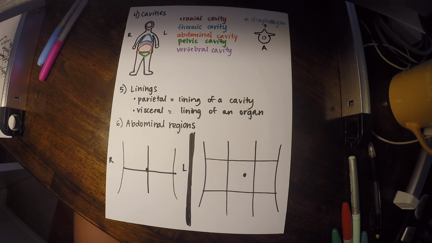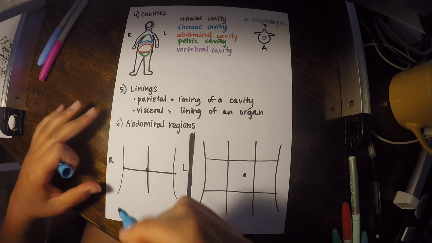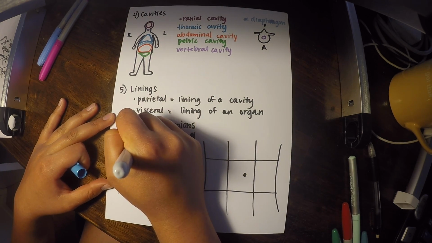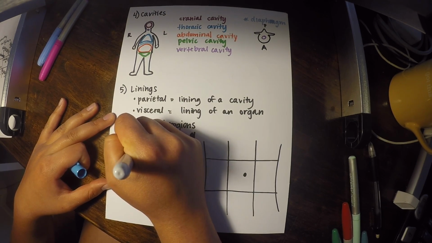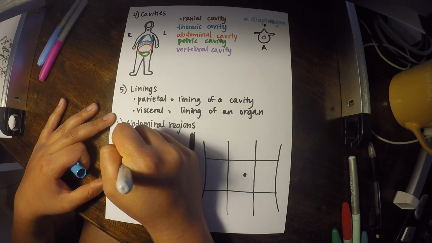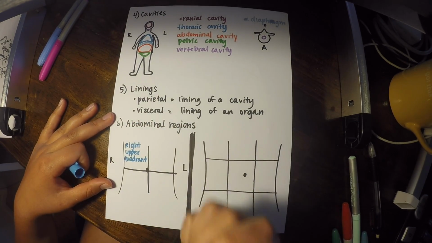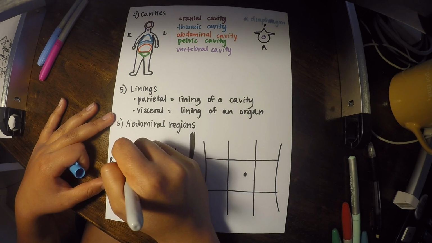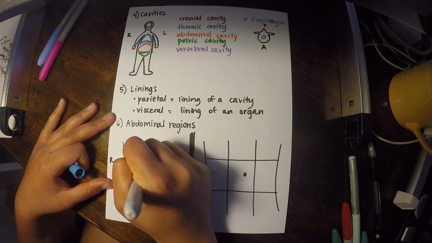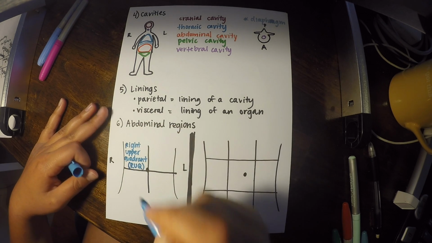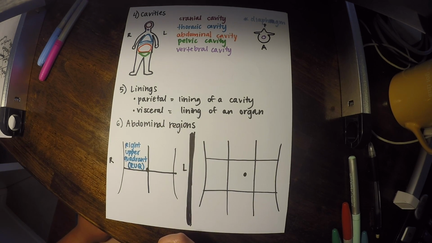Alrighty. So we're going to call, let's see, what color do I want to use? Let's use a nice blue. So this is going to be our right upper quadrant. And how we're going to write this out is RUQ, right upper quadrant. That's how you'll oftentimes see it written out clinically.